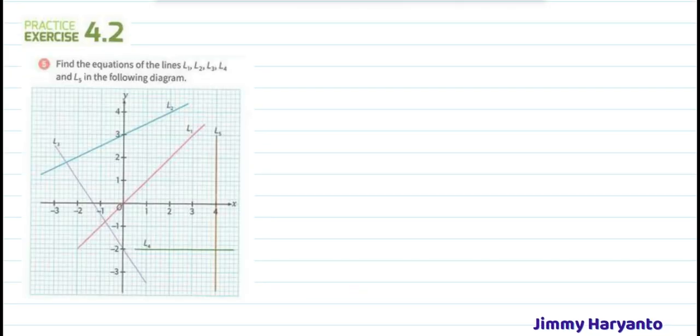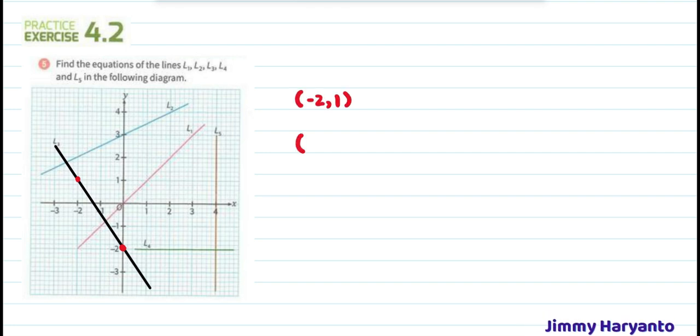And then we'll go to question 5. The question wants you to do L3. L3 means this one. Okay. We have to choose 2 points first. I will choose this one and this one also. So we have 2 points, which are (-2, 1) and also (0, -2).